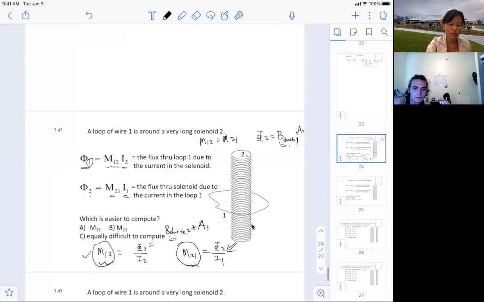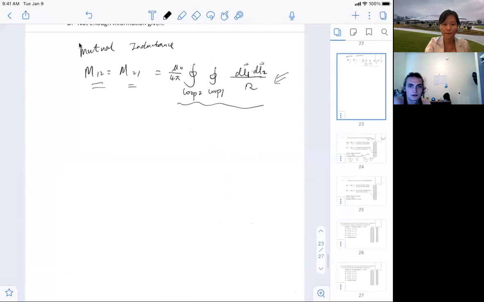Would I be able to see the mutual inductance equation again? Oh, yes, of course. Let me put it down. Is it not shared anymore? You mean this one? Yeah.